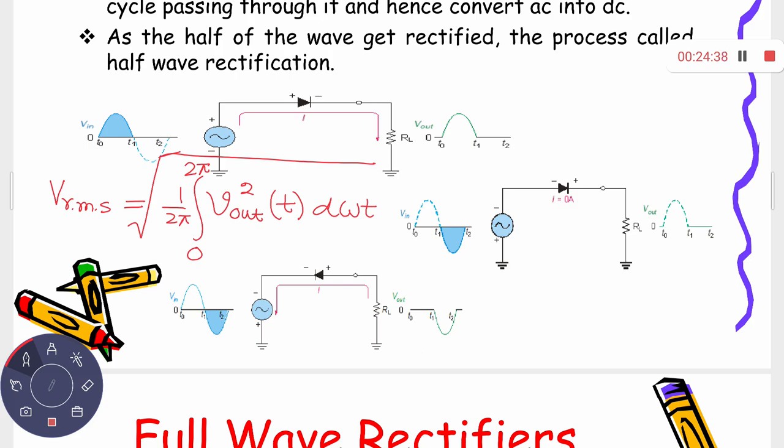From 0 to pi it is Vm sin omega t, and from pi to 2 pi it is 0. It will be less than Vm by root 2. The result is VRMS equals Vm by 2. So the RMS value is given by Vm by 2, which is less than Vm by root 2.